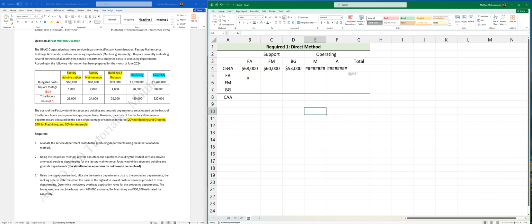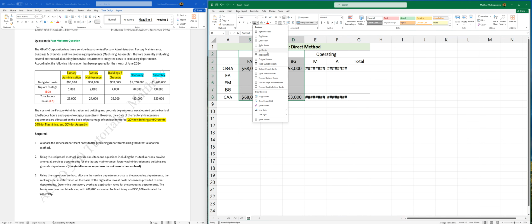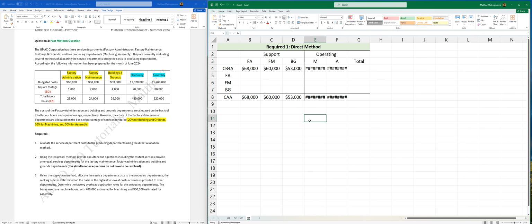Okay, there we go. Now let's get to it. So first off, we're doing the direct method. I'm just going to do equal sum here, because I know at the end of the day, all my support department costs have to be 0 at the end. Let's put a border here on the right, splitting support and operating.